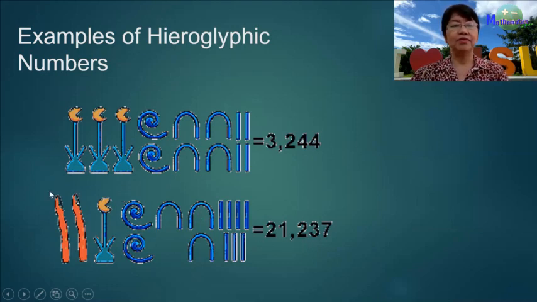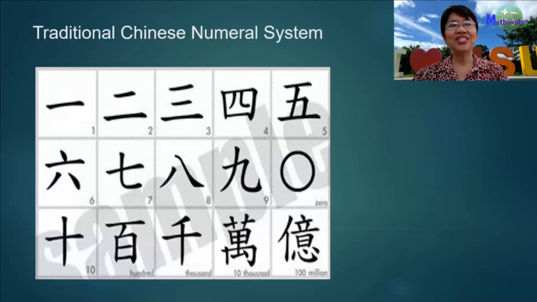21,237. So we have 20,000, 1,000, 200, 30, and 7. It's very easy to write in hieroglyphics, but do you like to do your computations using these numbers? Of course not. Traditional Chinese numeral system. I'm just giving you an example of how the Chinese coded their numbers, but since it's very hard to write in Chinese numerals, we will not force you to memorize all this.